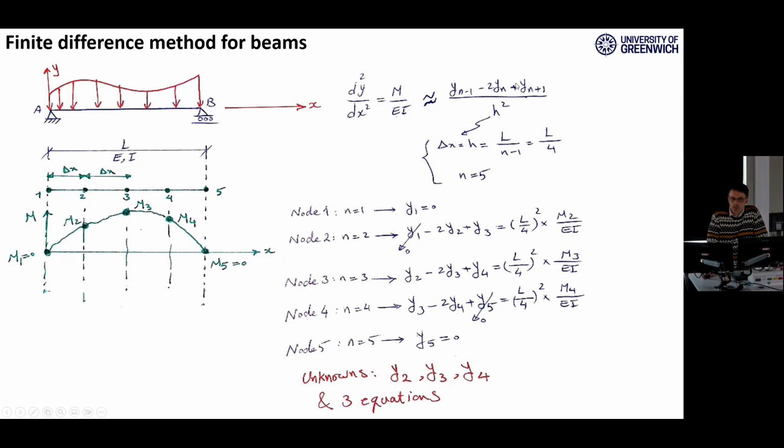What will I get? If n is equal to 2, it would be y1 minus 2y2 plus y3 equal to h squared times M2 over EI. H is this segment length, L over 4. You remember h is delta x. This is L over 4, so this is h, this is delta x, to the power of 2, times M2 over EI. And I know y1 is 0, so I will get an equation between y2 and y3, right?